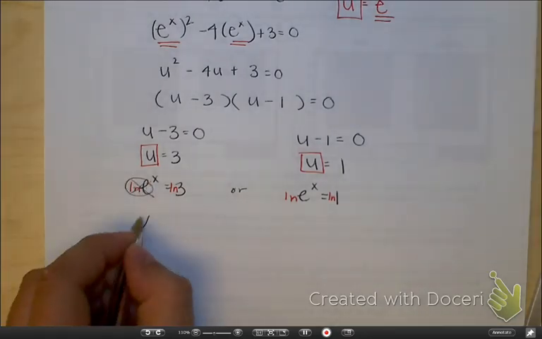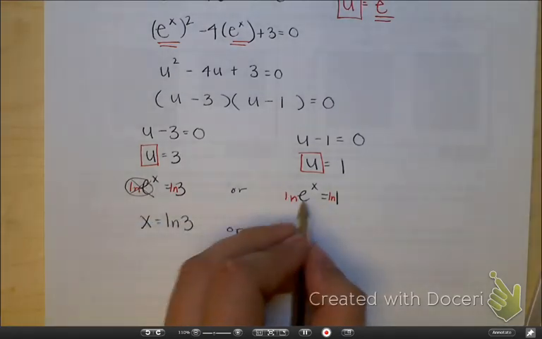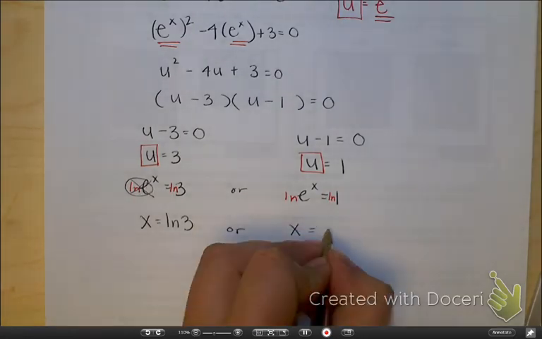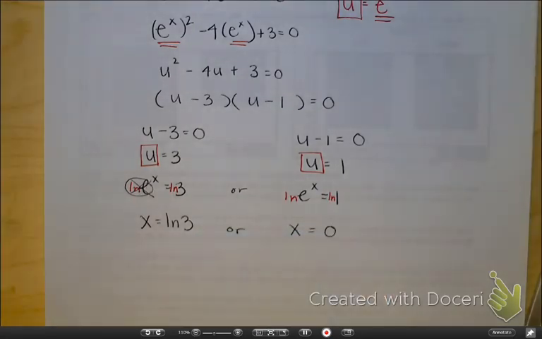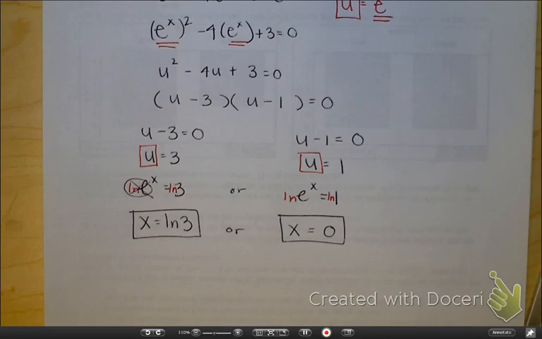So this is just x equals ln of 3. Or log base e of e, which cancels to make x equals ln of 1. And I know that ln of 1 equals 0. So I have two solutions to this. And you can plug them back in to check to make sure they work in the original equation. But these are my two solutions to this exponential equation.